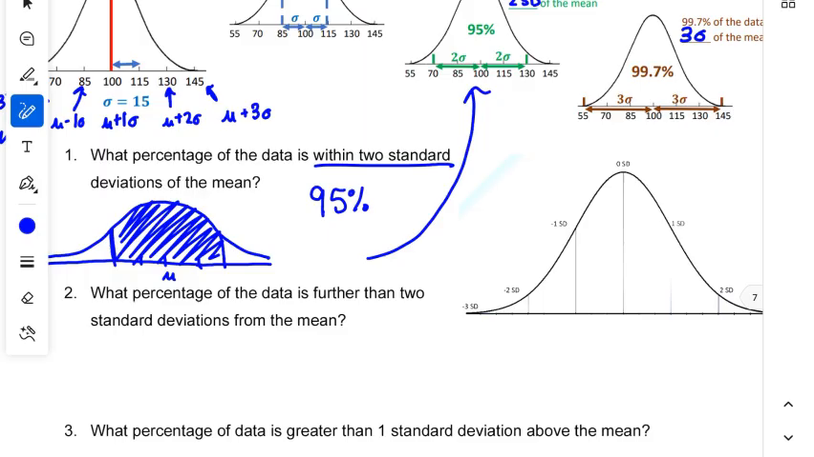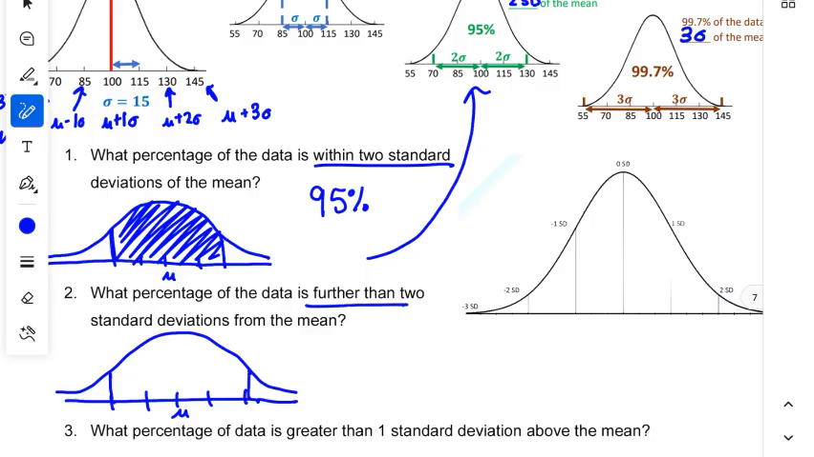Okay, what percentage of the data is further than 2 standard deviations from the mean? Well, let's draw it again. Here's the mean, 1 standard deviation, 2, -1, -2. Further than means it's going to be the tails. You're going to shade the 2 tails. Isn't it just the opposite of number 1? So you would take 1 and subtract the 0.95, we get 0.05, which is 5%.